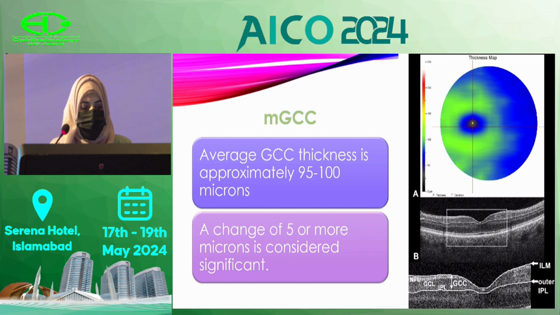The normal macular ganglion cell thickness is approximately 95 to 100 microns. A change of 5 microns is considered significant in high myopes.